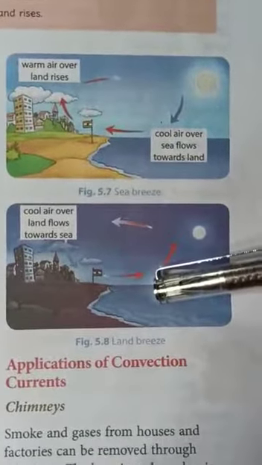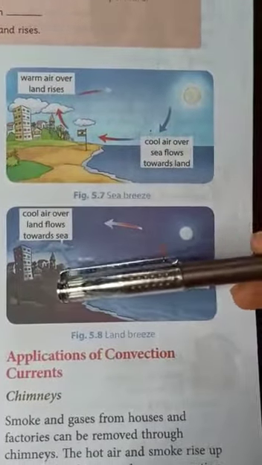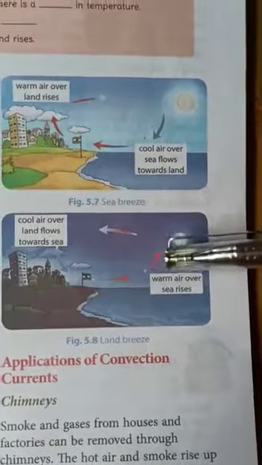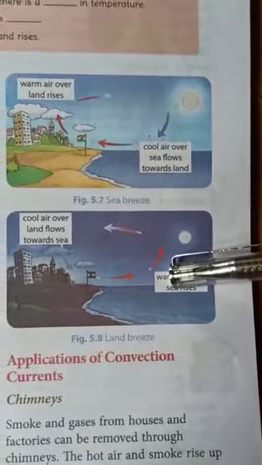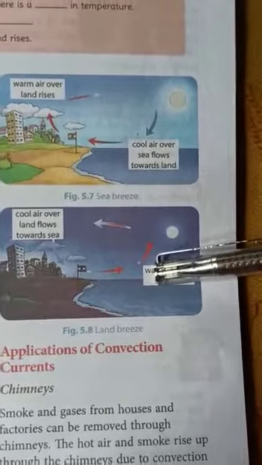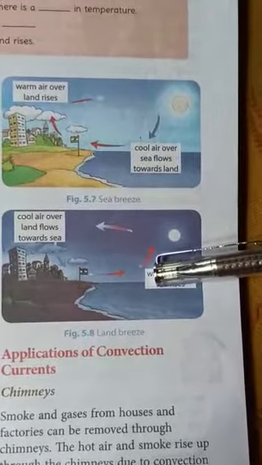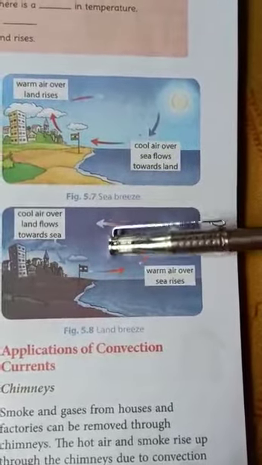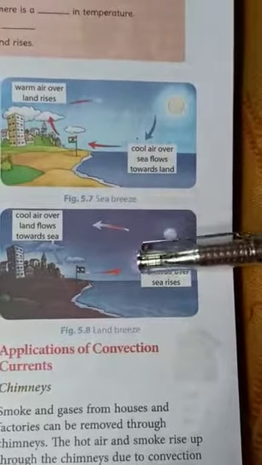Okay, now in the land breeze, what happens? After sunset, the land cools very quickly, but the sea takes much longer to cool and it remains warm. The warm water heats the air above it, and the hot air rises up.